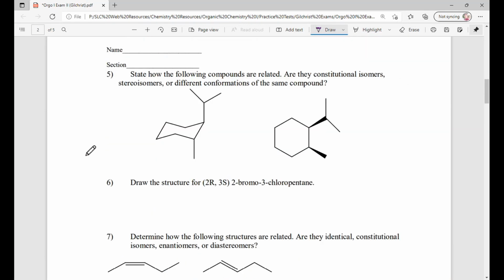Now, it says state how the two following compounds are related. Are they constitutional isomers, stereoisomers, or different conformations of the same compound? So what do y'all think? What would you suggest the first thing you should do to be? Can we number them? That would actually be the best thing to start with. Yes, absolutely. So let's number them according to how we would name it, just for consistency.